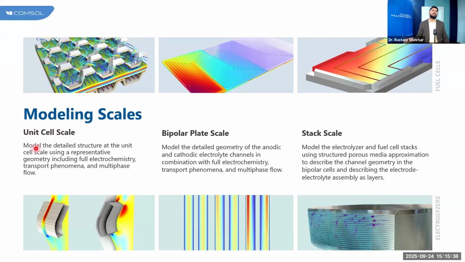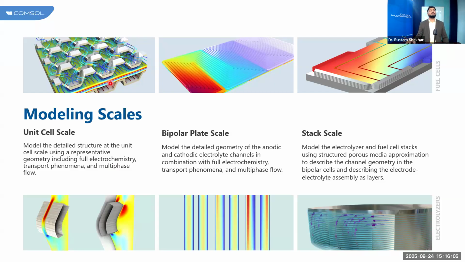So here, what we can do, we can geometrically incorporate all three layers, and then we can deploy the electrochemistry, transport phenomena, and multi-phase flow. Multi-phase flow comes into the picture when we have the low temperature fuel cells and electrolyzer. So when we deploy all these three physics together into this functional layer, then we can understand how our fuel cell is behaving.